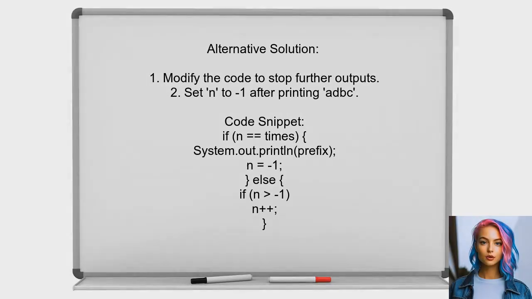An alternative solution suggests modifying the code to prevent printing results after the fifth execution. The user points out that by changing the value of n after printing ADBC, you can stop further outputs. Specifically, they recommend setting n to -1 after printing to ensure n equals times is only true once.